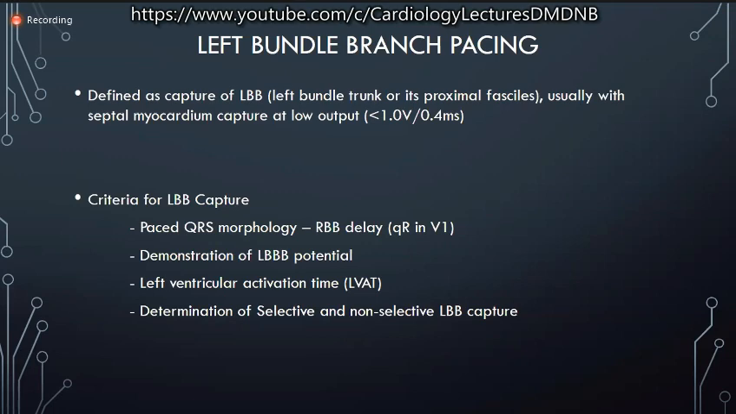Left bundle pacing, by definition, requires capture of the left bundle trunk or the proximal fascicle, usually with the RV septal myocardium at a lower output. And the criteria is that the paced QRS should have a QR in V1 or a right bundle branch block morphology, or you should demonstrate a left bundle potential. The LV activation time should be between 70 to 90 milliseconds. And there should be evidence of conduction system pacing in the transition from selective to non-selective left bundle capture.